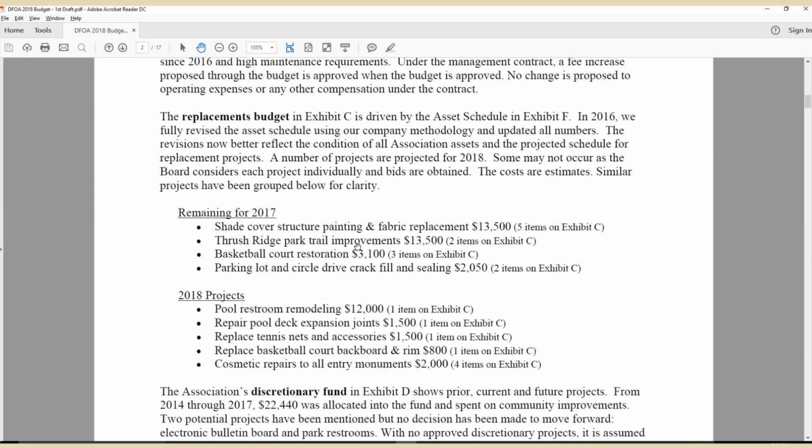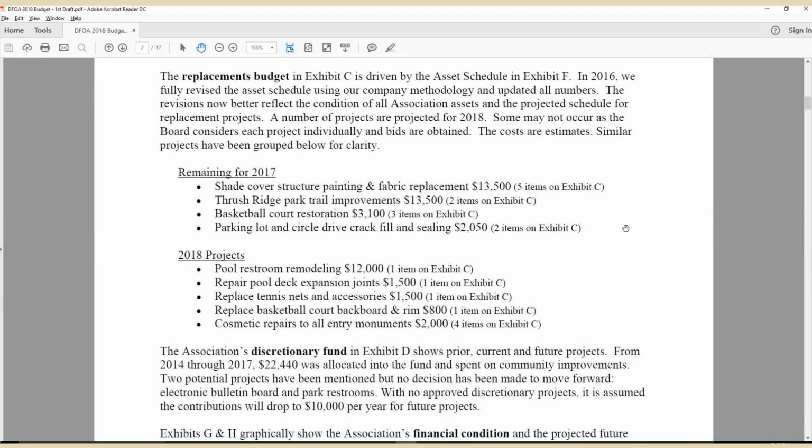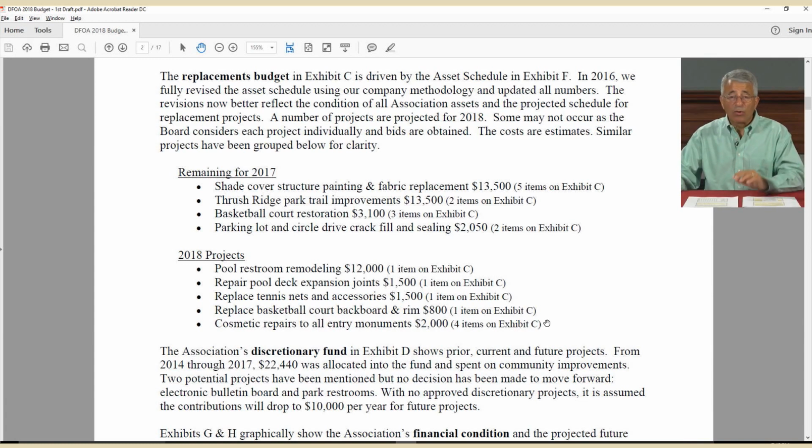We then come down here and talk about replacements. We said we had a lot of projects that we did, and we're going to finish these last couple projects between now and the end of the year. And in 2018, these are the projects that we're projected to be doing. It goes through specifically, in this case, pool restroom remodeling for $12,000. We'll be doing some basketball court repairs for $800, etc. So it actually lists what these things are and gives you the big picture.